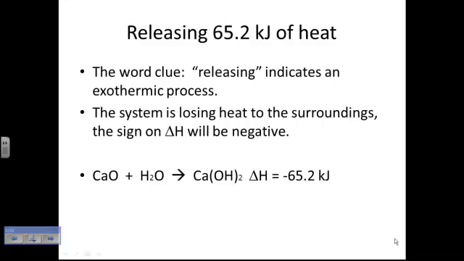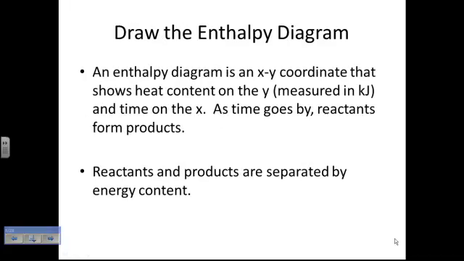We can diagram this in what's called an enthalpy diagram. Now, an enthalpy diagram on our knowledge wall posters above the board in our classroom, it's simply an XY axis that shows heat content labeled on our Y axis, and heat is always measured in kilojoules, and time will be placed on the X axis. Simply put, it says as time goes by, reactants form products, and we keep track on this coordinate the exchange of heat from the system to the surroundings.